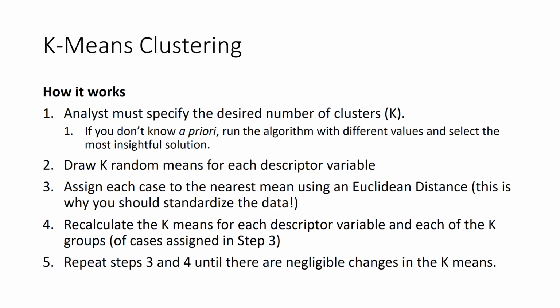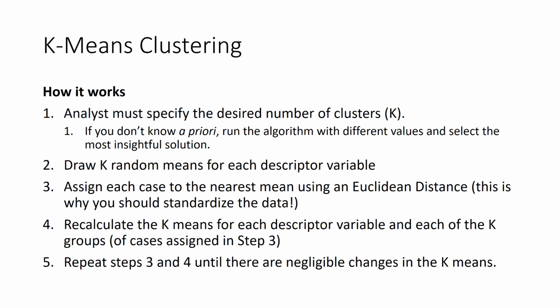Once you define k, the algorithm will draw k random sets of means, one for each of the descriptor variables. The next step, the algorithm will assign each case to the nearest mean using a very simple Euclidean distance. And this is the reason why you should always standardize the data, because Euclidean distances ignore the units of measurement used to measure each of the variables. So if one variable is measured on a very large unit of measurement, while another one is measured on a small unit of measurement, one variable is going to dominate the other. So that's why you want to standardize the variables.